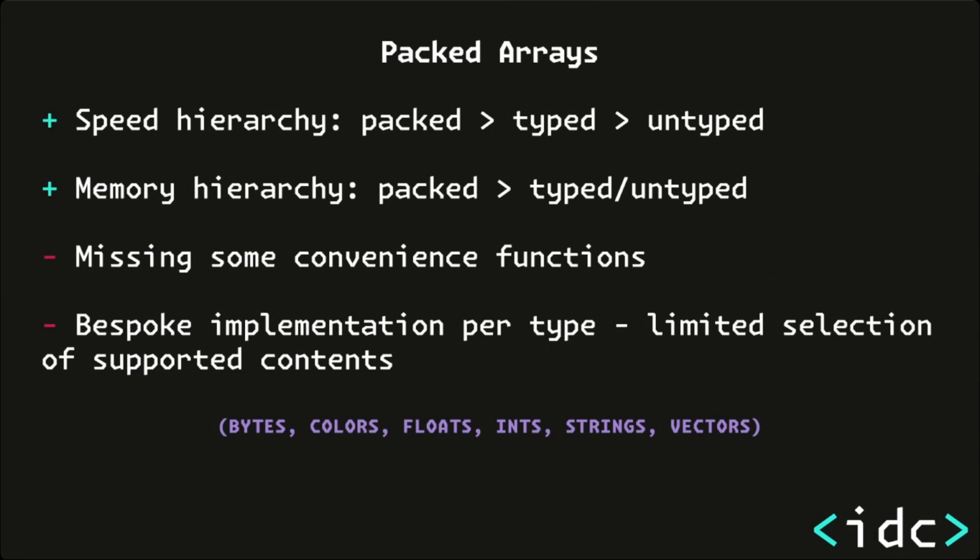So we've looked over some metrics. There's one final topic that's tangentially related to this, and that's packed arrays. Packed arrays are not typed arrays, really. They are a bespoke implementation of array that limit it to very specific structures, namely bytes, colors, floats, integers, strings, and vectors. So you can only use them for those types. So there's like a packed color array, for instance.